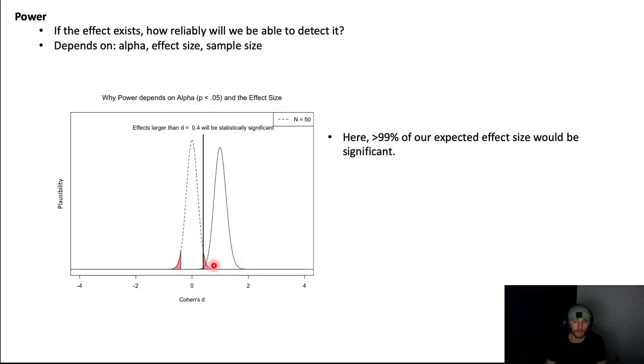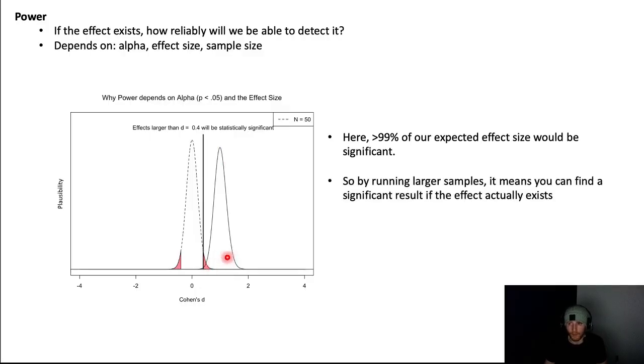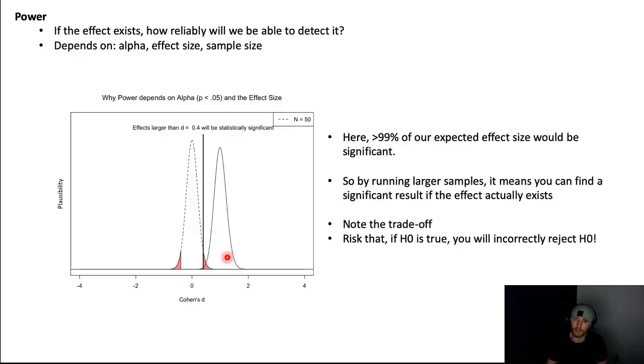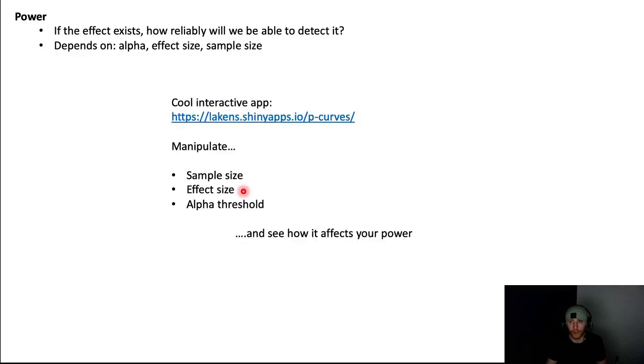Okay, so by running larger samples, it means you can find a significant result if the effect actually exists. But you should note that there is a trade-off, and that trade-off is that if the null is true, by recruiting more participants, you run the risk that maybe you just happen to get an effect size of 0.5, say. In this case, that means you would reject the null, even though it's true, just because you became so confident about your null hypothesis that the only plausible outcome really is 0, and all other values aren't. So there is a trade-off between type 1, incorrectly rejecting the null, and type 2, incorrectly rejecting the experimental hypothesis.